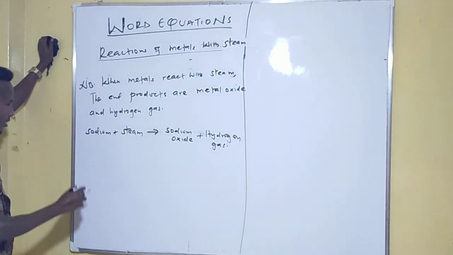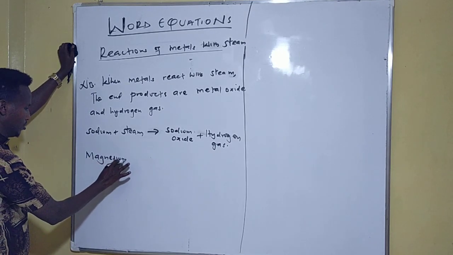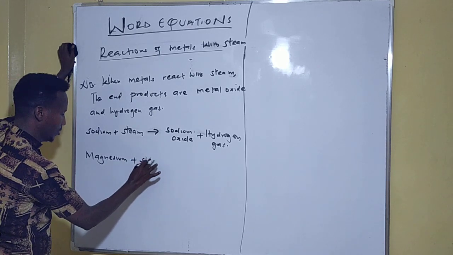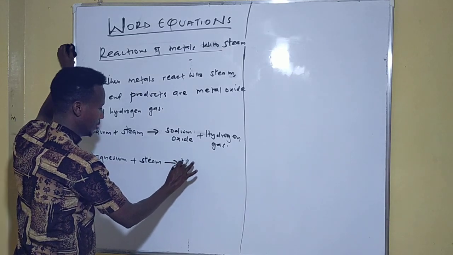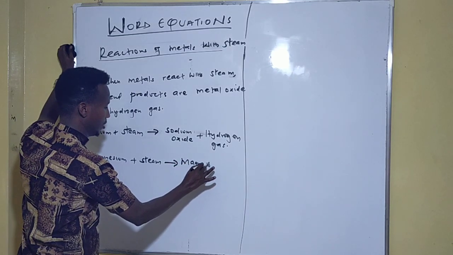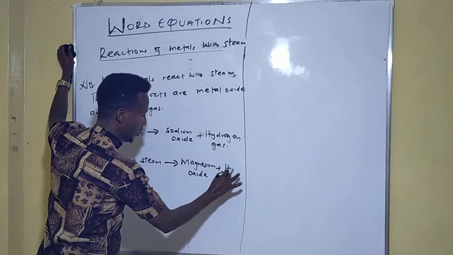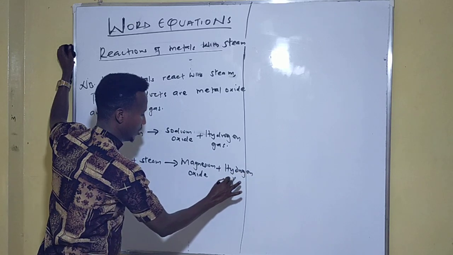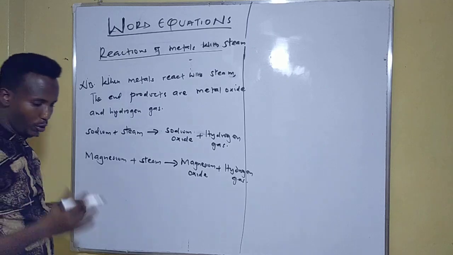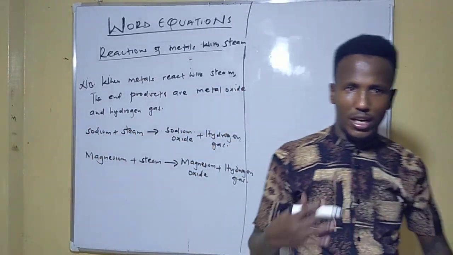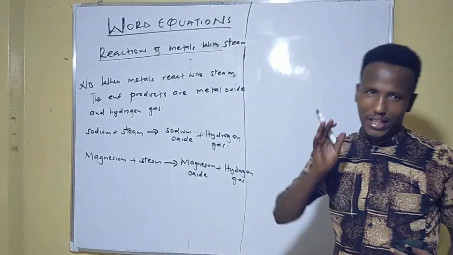Then let me take also magnesium plus steam. Magnesium plus steam is going to give us magnesium oxide plus hydrogen gas, okay? So can you see now, when metals react with the steam, the end product is always metal oxide and hydrogen gas. Bear in mind that one, please.